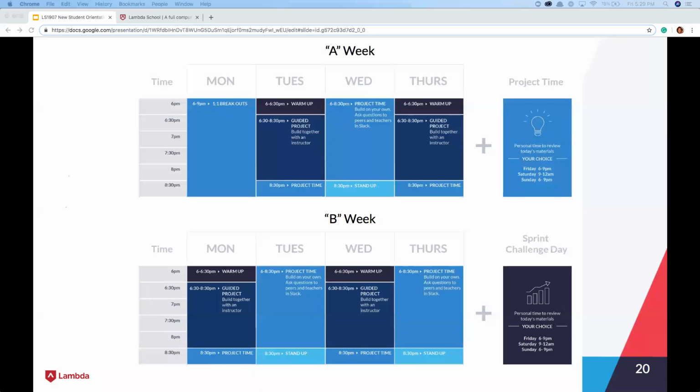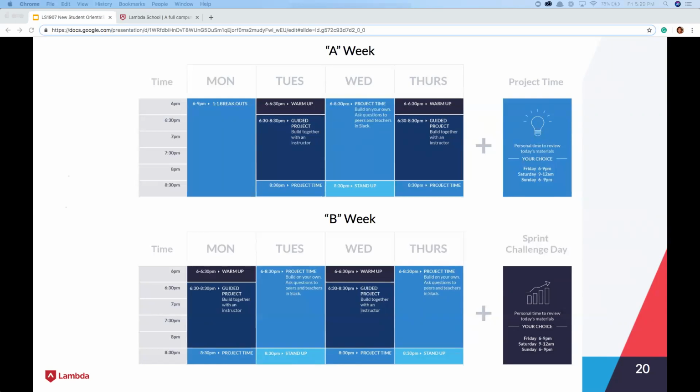And then on Tuesday, you'll have a guided project and then a little bit of time to work on that project. Wednesday is all project time, and then you'll have a stand-up as well. Thursday, you have your second guided project and more project time. And on your 5th day, which is either Friday from 6 to 9 p.m., Saturday, 9 to 12 p.m., or Sunday, 6 to 9 p.m., you'll have more project time. And remember, all of those times are Pacific Standard Time or Lambda time.